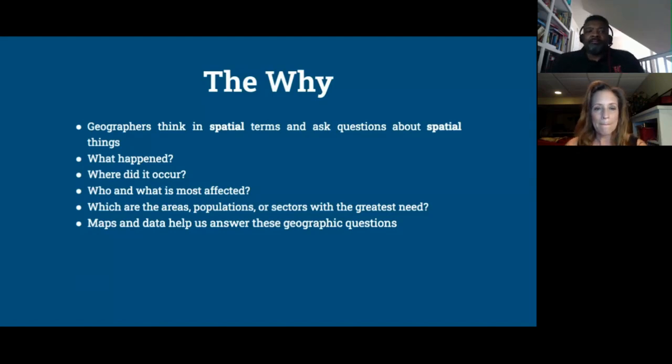Furthermore on the why, we, as geographers, are spatial people. We like to think in spatial terms, and we ask spatial questions about spatial things. We often look at how people and animals and different phenomena operate in those different spaces. And OpenStreetMap gives a great opportunity for students and educators alike to not only quantify what's happening in that space, but also to look at things like change over time, and where people are on the map and where people aren't on the map.